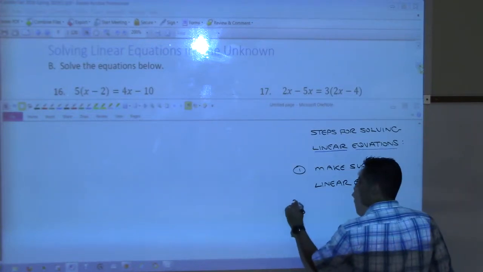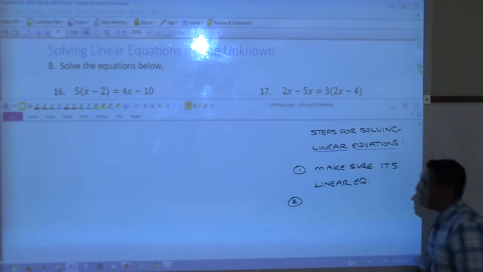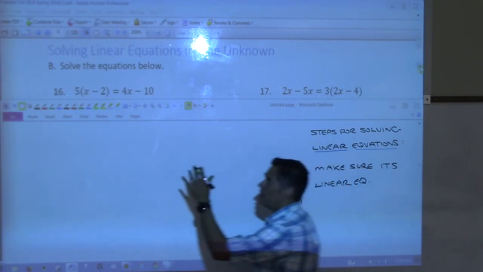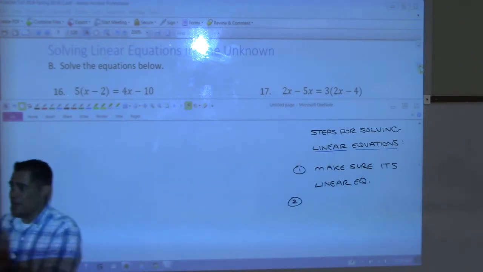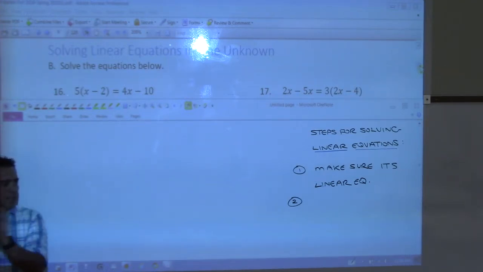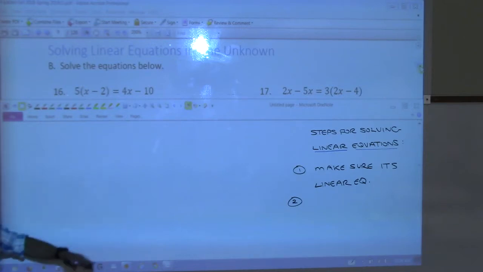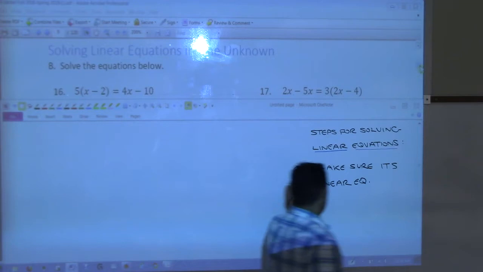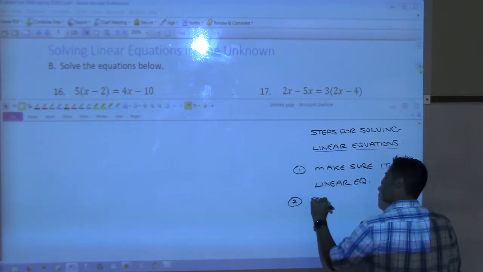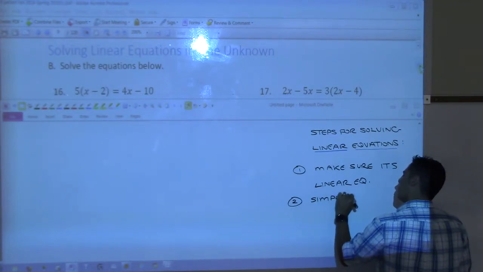Second thing, does anyone know what the steps are for solving a linear equation? Does anyone know what the main goal is when we solve a linear equation? Get x by itself, okay? Get x by itself on one side of the equal sign. Doesn't matter which side. Turns out it doesn't matter which side, okay? So that will be our ultimate goal, but how do we achieve that goal? So the first thing we do after we know what we're looking at is we simplify each side.